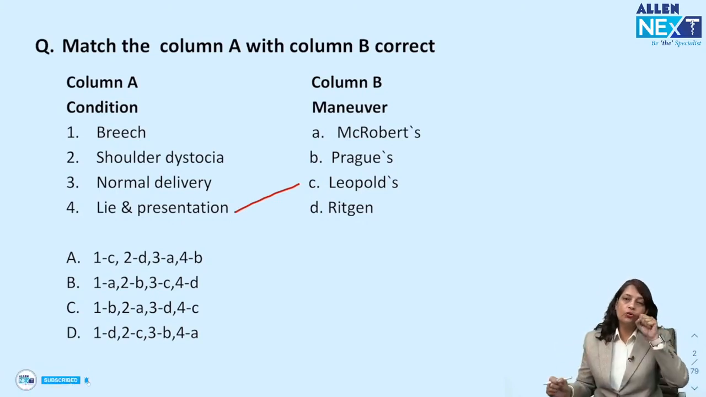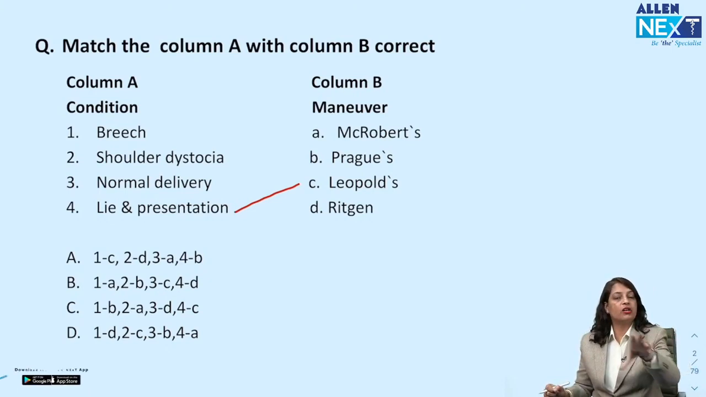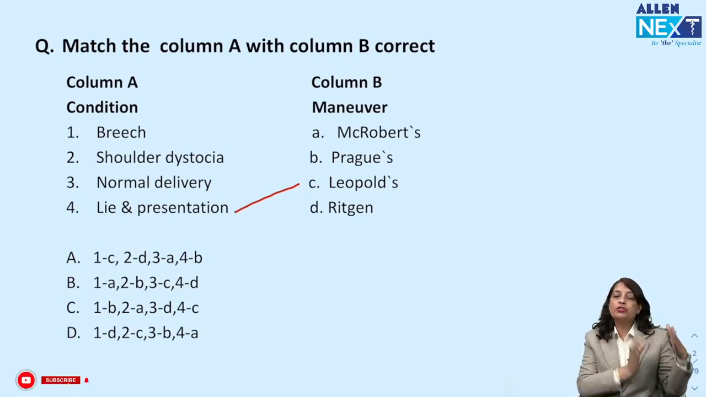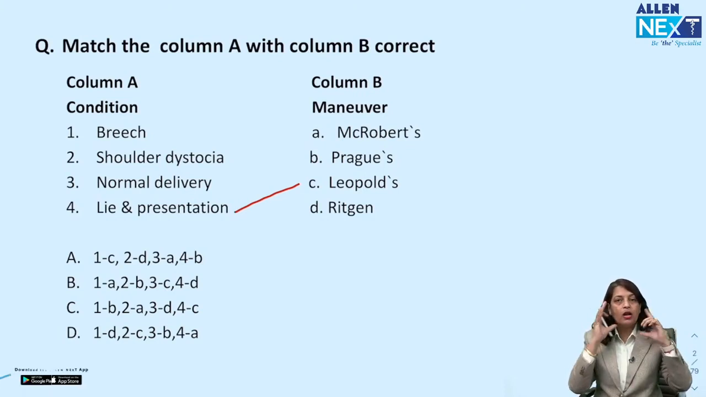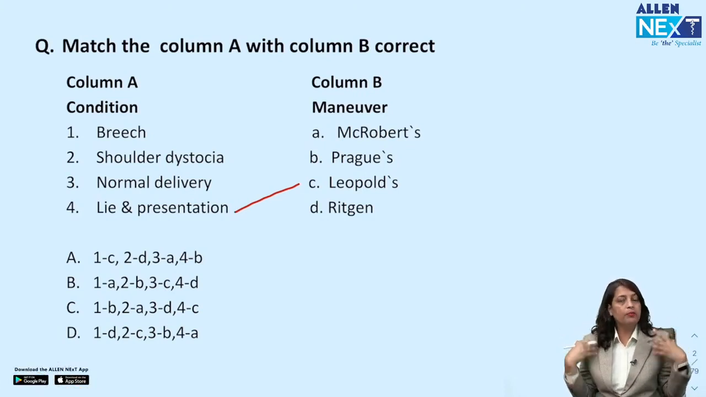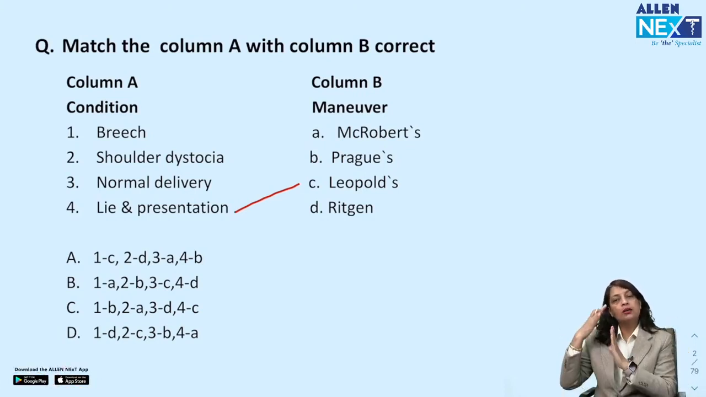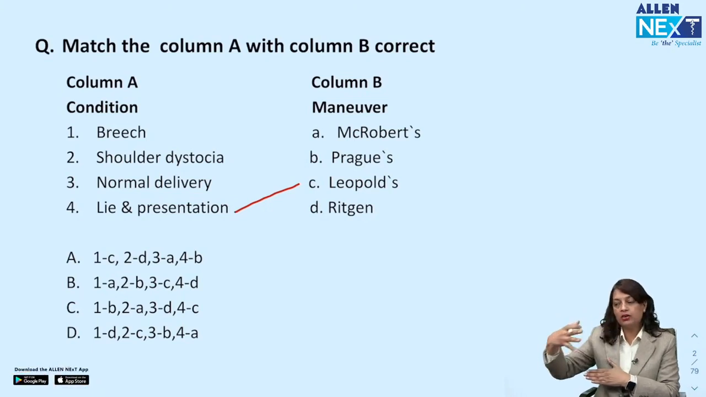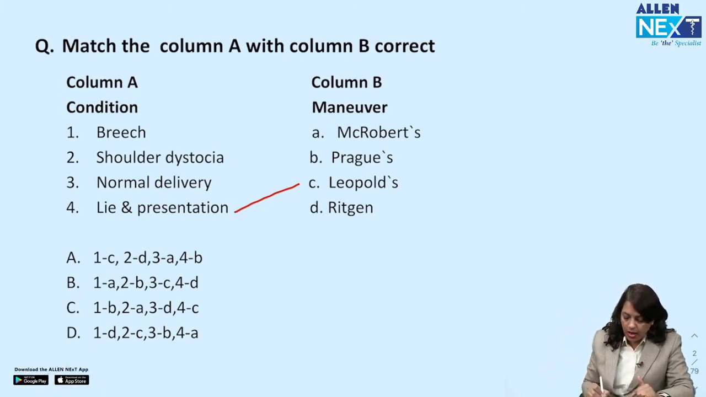In shoulder presentation, the shoulder is the first to deliver, that is a transverse lie. And in shoulder dystocia, the shoulder does not deliver. That is what is different. Shoulder dystocia is seen in macrosomia and diabetes where the head is born and the shoulders are the ones which are stuck. And shoulder presentation is a transverse lie because the arm is the most unsupported part of the baby in a transverse lie condition. So lie and presentation is Leopold's maneuver.